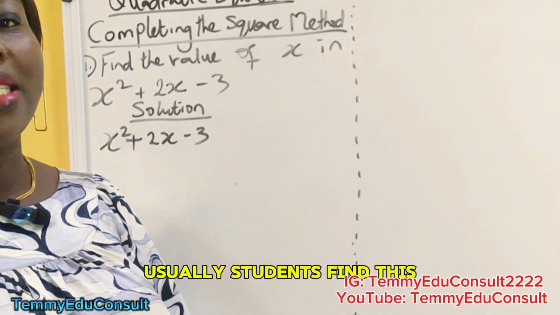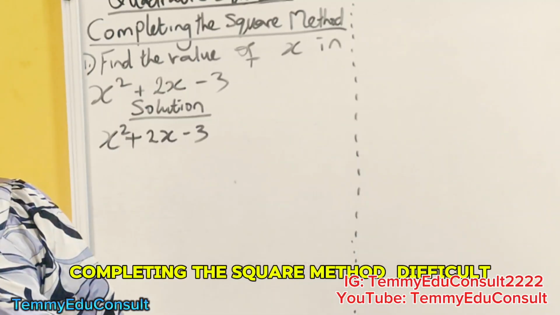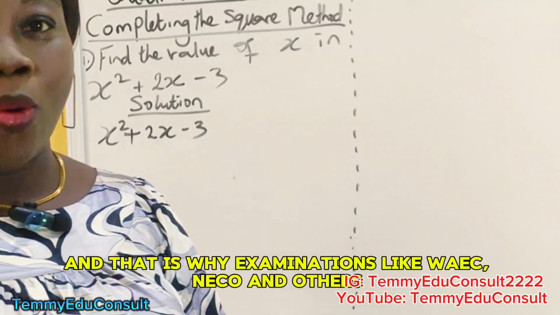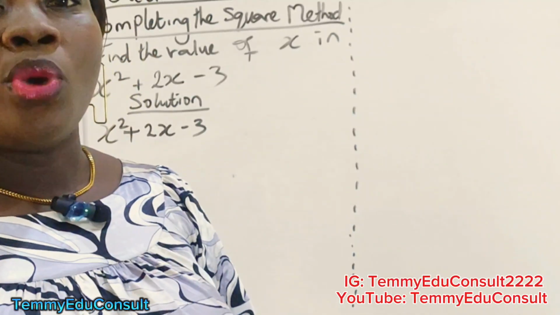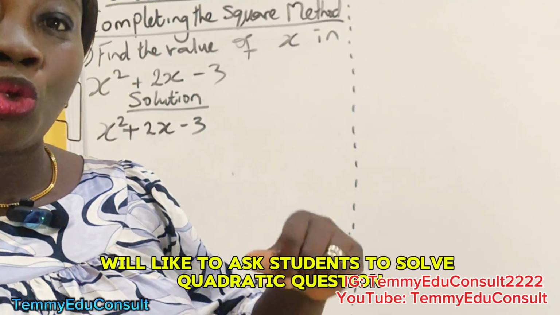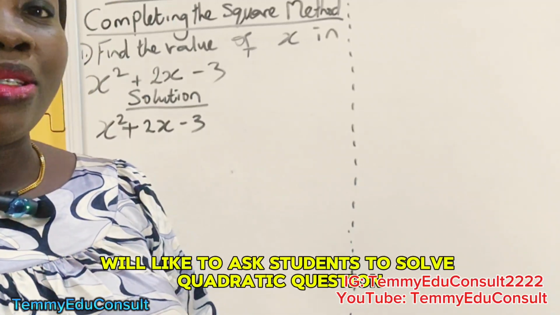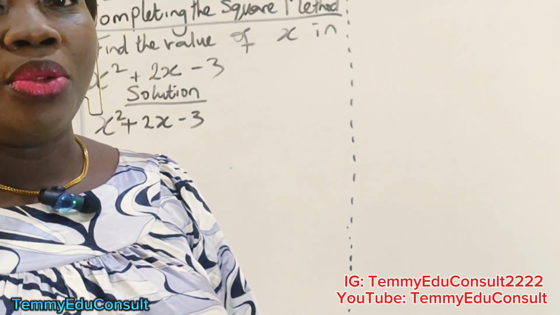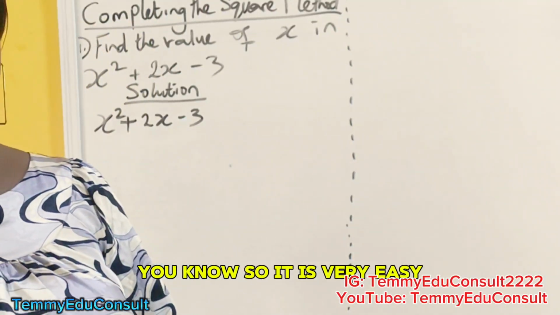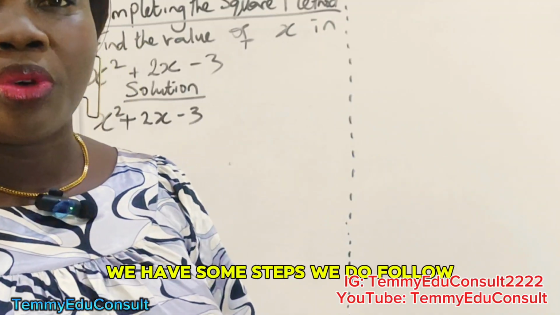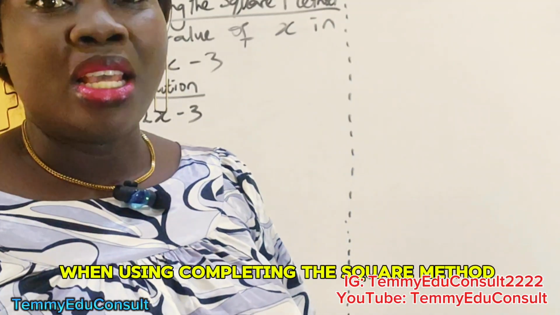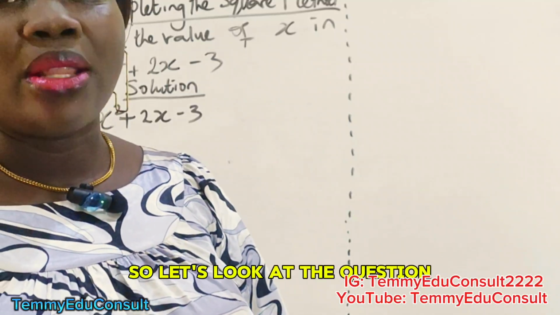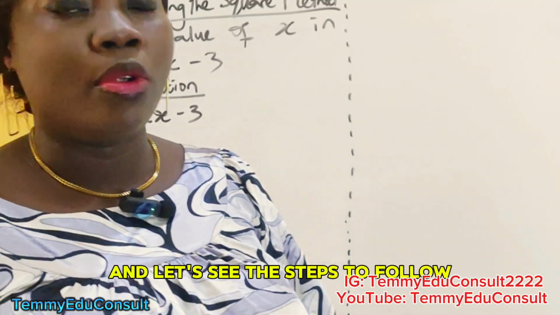Usually students find this completing the square method difficult, and that is why examinations like WAEC, NECO, and others like to ask students to solve quadratic questions using completing the square method, especially the theoretical parts, you know. So it is very easy. We have some steps we follow when using completing the square method. You just need to memorize these steps and that's it. So let's look at the question and see the steps to follow.